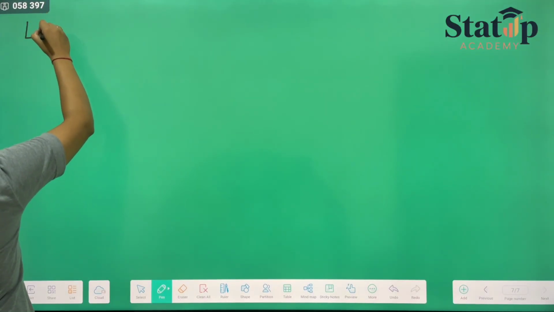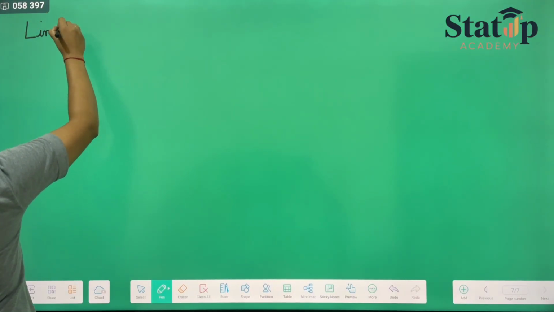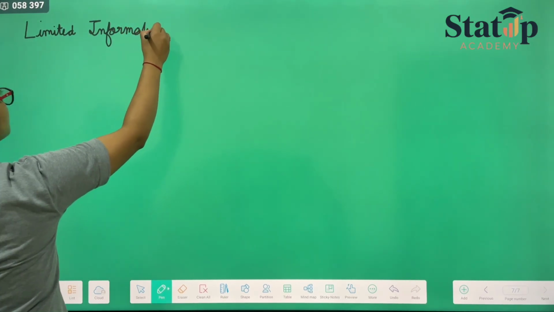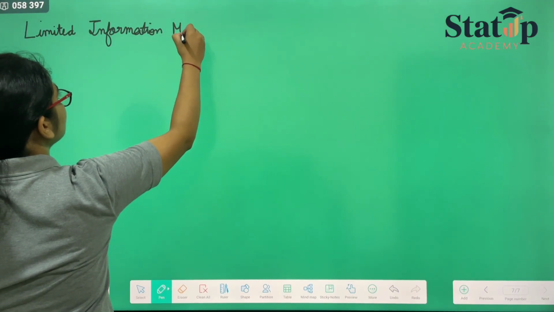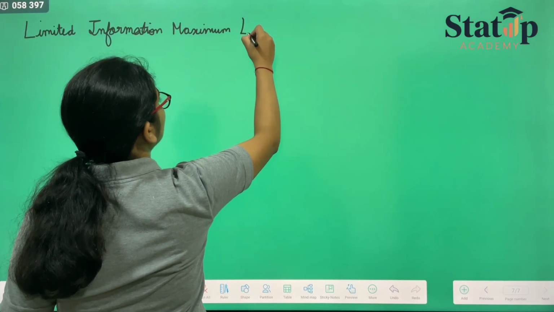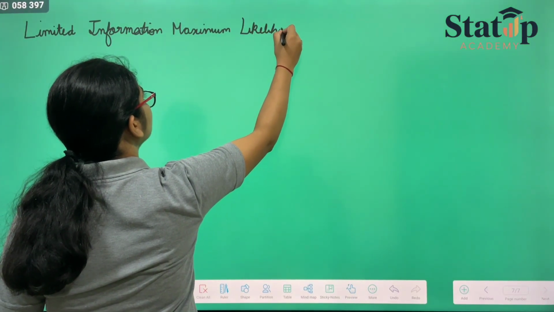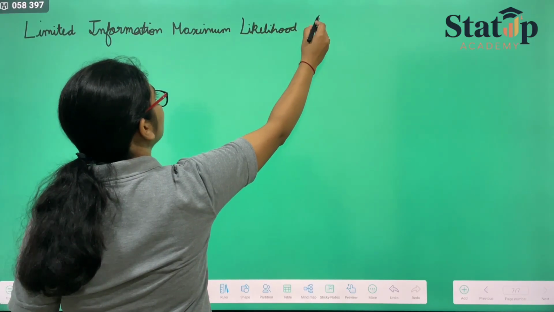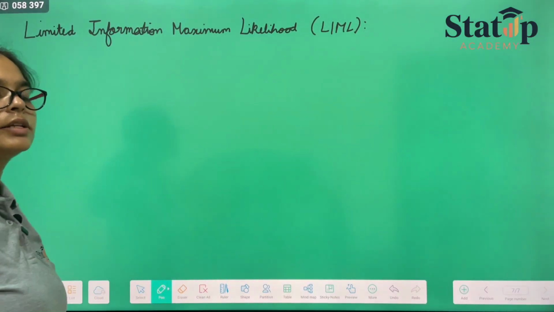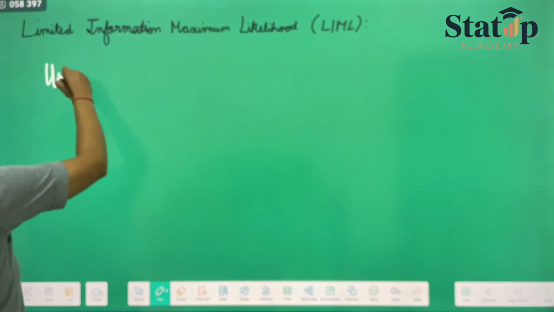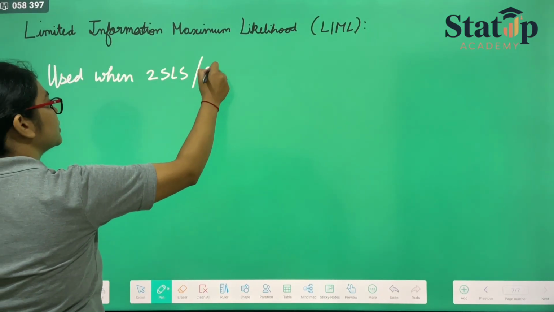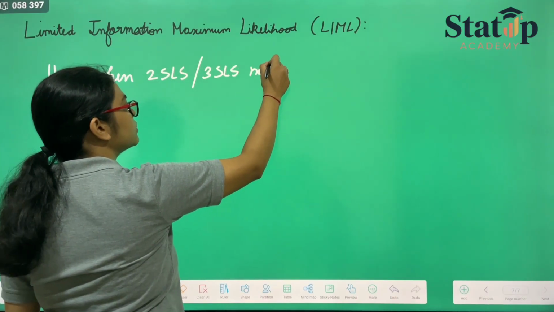Limited information maximum likelihood, or this is also known as LIML. Limited information maximum likelihood. This is used when 2 SLS, or we can say 3 SLS method fails.